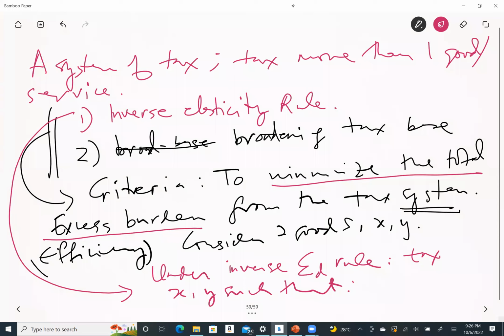Now we are going to look at the first rule. That means the inverse elasticity rule. So how do you tax under the inverse elasticity rule? Now the condition is this. You tax X and Y such that delta X divided by X is equal to delta Y divided by Y. The change in X over X equal to the change in Y over Y.